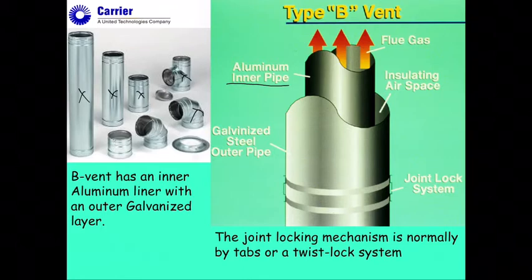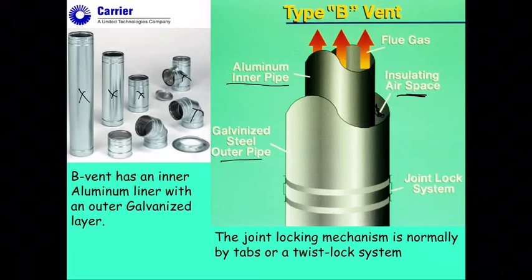A B vent system has an inner aluminum pipe, so the inner side of this is completely aluminum. And as you know, aluminum heats up really fast, but it also cools down fairly fast. It's really, really low mass. In between the inner layer and the outer layer, there's an air space. This is all air in here, and then the outer jacket is a galvanized steel outer pipe that they normally have.